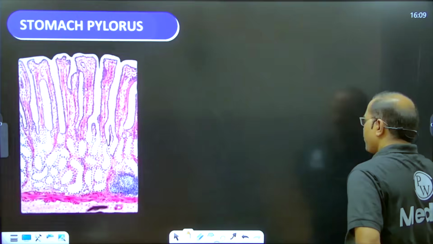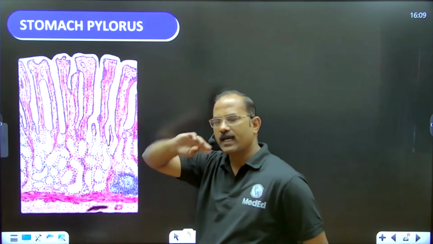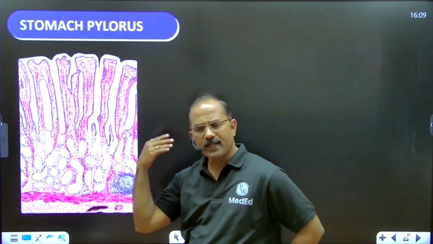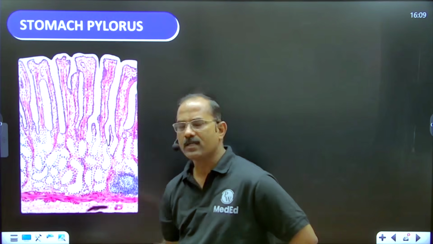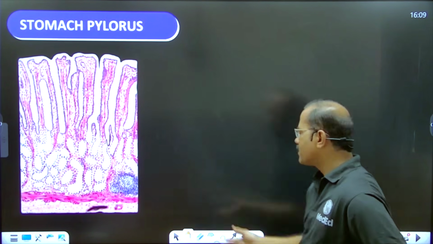We compare this to the pylorus, and the pylorus will have deep pits. Gastric pits are deeper in the pylorus, and the cells are less. The gastric gland contains a lesser number of cells, so it is not a very colorful slide, right? So that's about the pylorus.